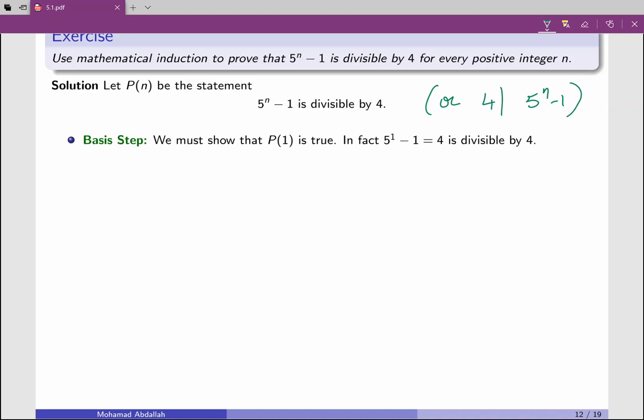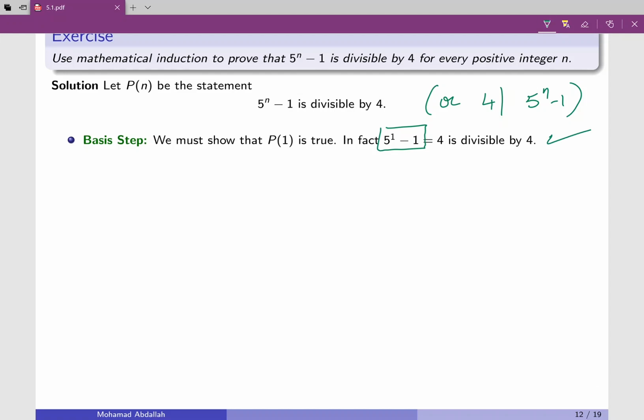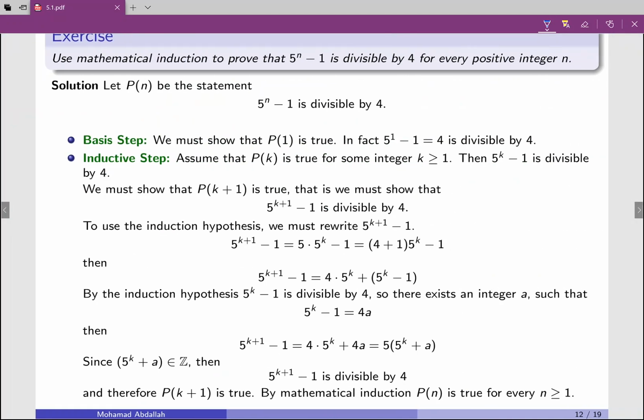So first, I need to show that P of 1 is true. To show that P of 1 is true, you plug in 1 for n, and you get 5 to the power 1 minus 1, and this is clearly 4. Is 4 divisible by 4? Yes. The basis step is true. Now I move to the inductive step. I start by assuming that P of k is true for some integer k greater or equal to 1. This means that 5 to the power k minus 1 is divisible by 4.